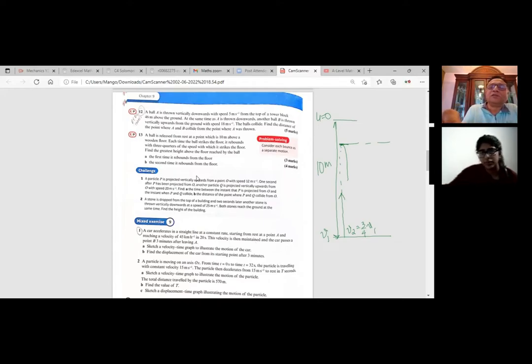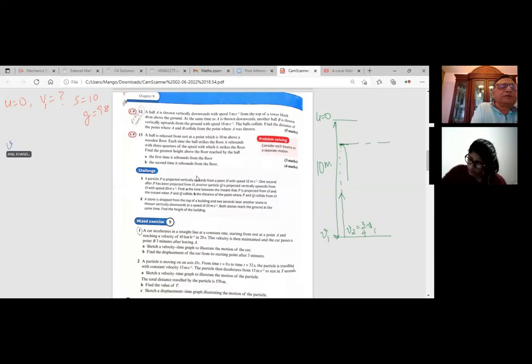So which formula will you use? You know, u equals 0. We need to find velocity, right? We are calling this velocity v1, and s is 10 meters, and g is 9.8. So we will use v squared minus u squared equals 2as. Correct. So, v square minus u square equals 2as.